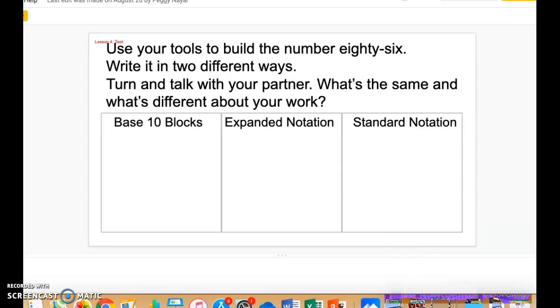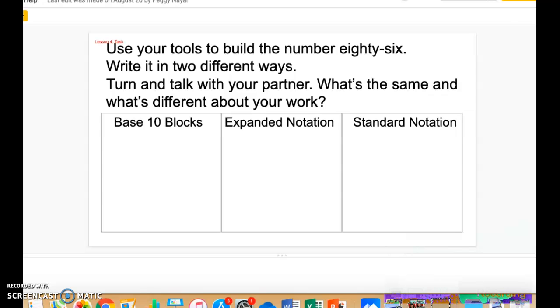Alrighty, welcome back. So we're going to write this number 86 in 2 different ways. First, we're going to write the base 10 blocks. So we would need to make, well, we have 6 ones and we have 8 tens. So I am going to do 6 ones first. All right, and then I need to do 8 tens. So remember, for tens, we just make a line. 1, 2, 3, 4, 5, 6, 7, 8.